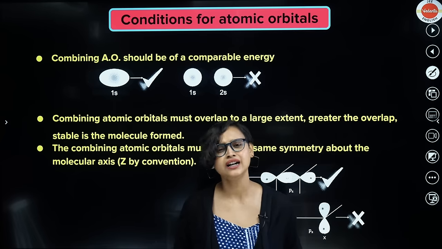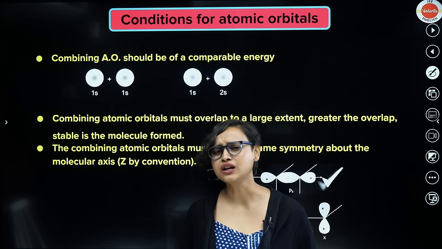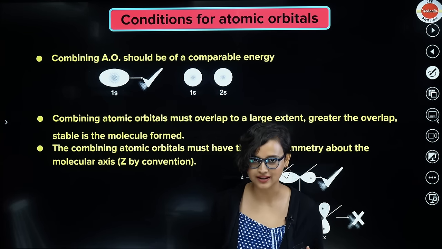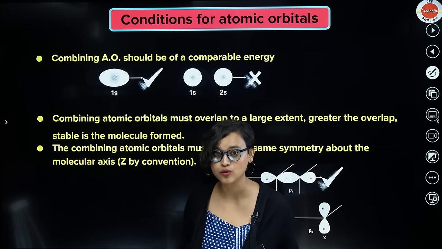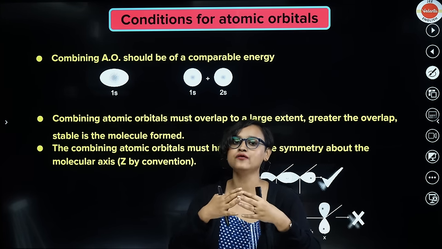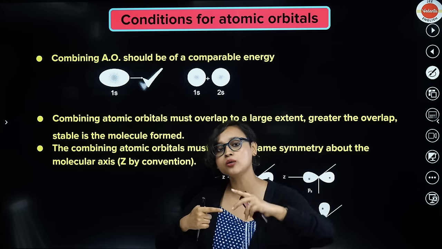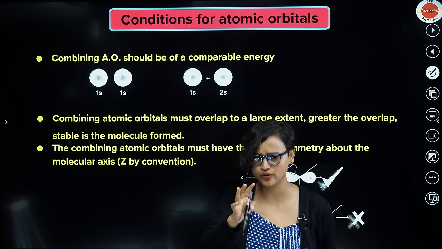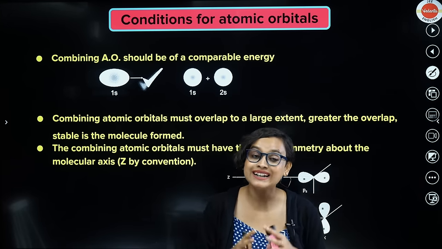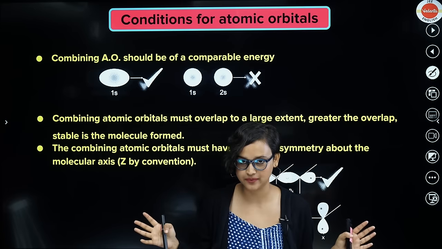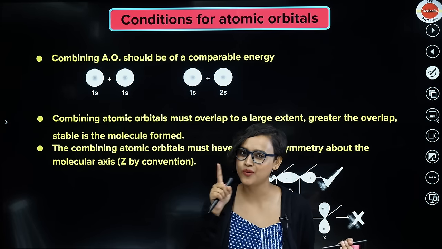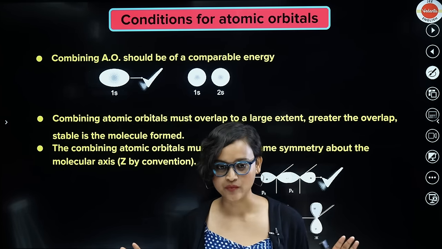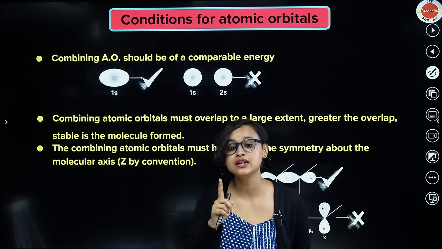Now see, combination of atomic orbitals has to be of comparable energy. You can't mix 1s and 2s, or 1s and 2p together. No, it has to be 1s, 1s. It cannot be 1s and 2s. This is wrong. 1s, 1s will only combine and they form a 1s bonding molecular orbital and 1s antibonding molecular orbital. Getting my point? Yes, I'll show you. Don't worry. So combining the atomic orbitals, they have to overlap to a large extent. Greater the overlap, more stable will be the molecule formed. Okay. If the overlapping is less, it's not going to happen. Now combining the atomic orbitals, they must have the same symmetry.